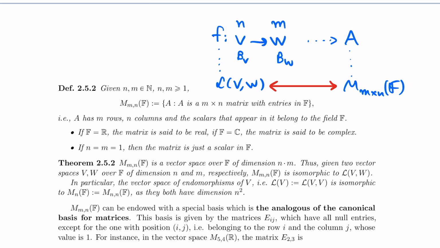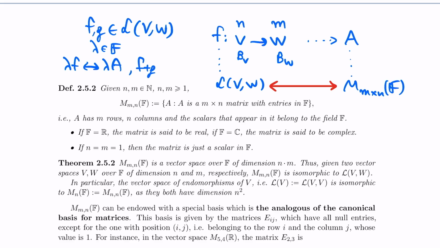It is important to remark that the isomorphism also involves the linear structure. So if we have two functions f and g belonging to L(V,W) and a scalar lambda belonging to F, then we have this correspondence. Lambda times f corresponds uniquely to lambda times A. And if g is associated to the matrix B, then we have that f plus g is associated to A plus B.